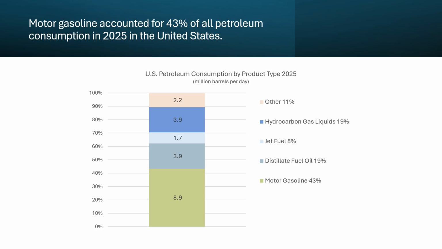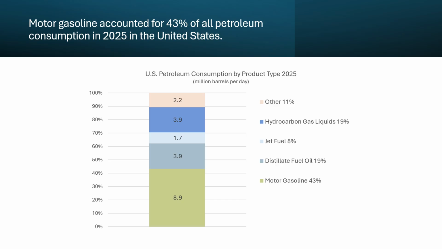Crude oil and other petroleum raw materials get processed into petroleum products that businesses and consumers use. The bar chart shows 2025 US consumption of petroleum by product type. Motor gasoline, used to drive automobiles, cars, trucks, and the like, accounted for 43% of all petroleum consumption in 2025 in the United States. It is the largest petroleum product consumed.